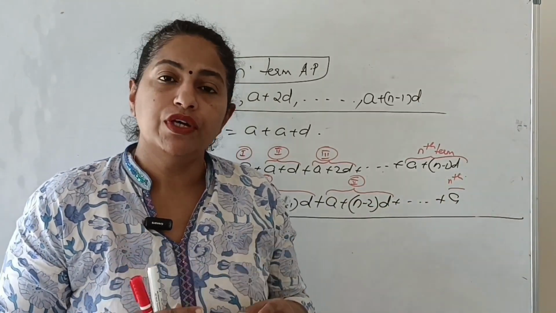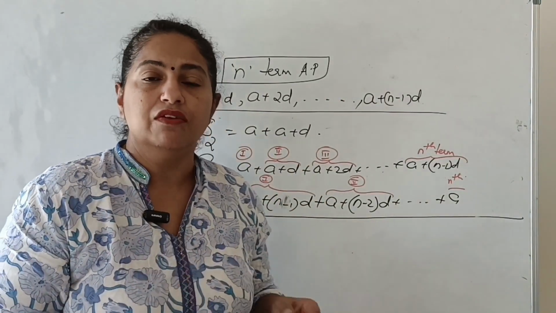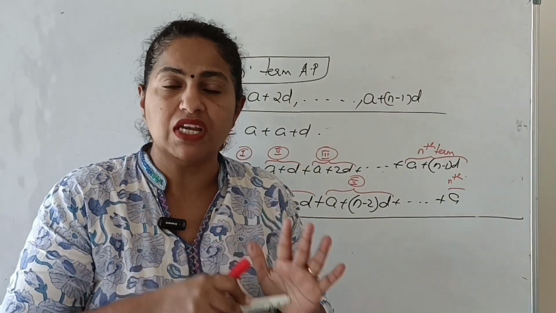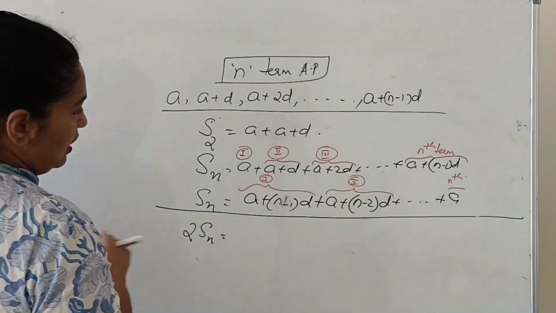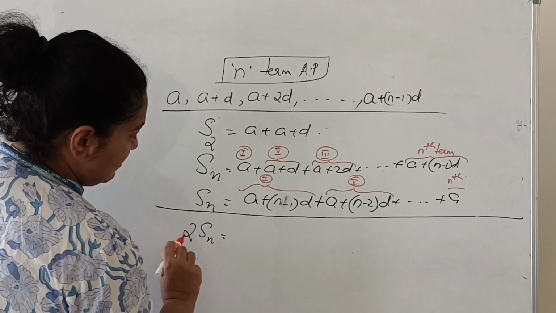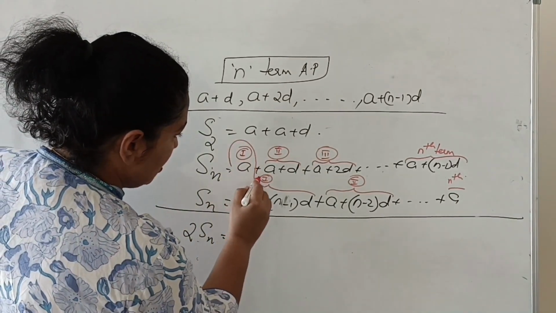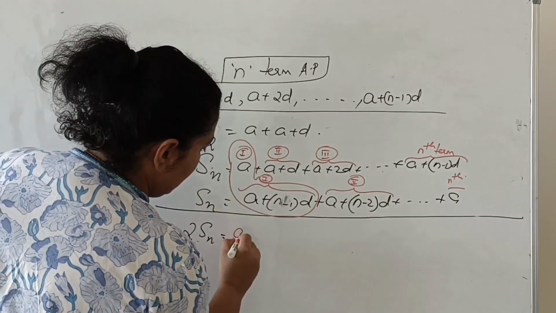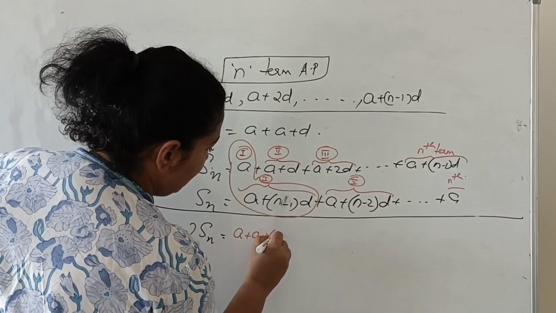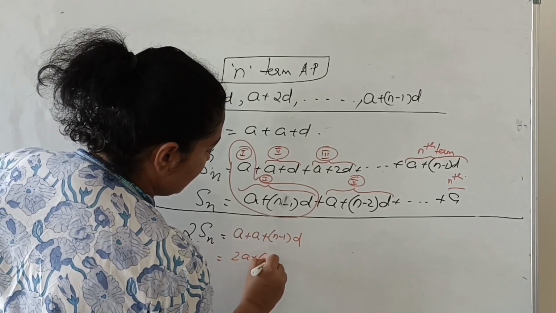Now, I am going to add both these equations, adding up the corresponding terms, which means the first term in the first equation I will add to the first term in the second equation. Let us see what I am getting. Sn plus Sn will give me 2Sn. Now, the first term in the first equation and the first term in the second equation, which is a plus n minus 1 d, will give me 2a plus n minus 1 d.